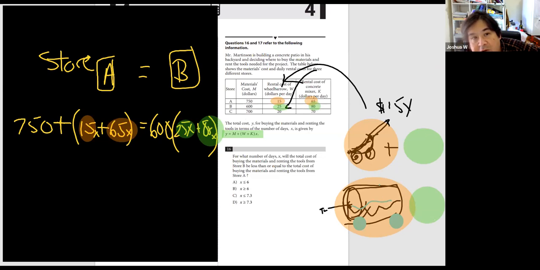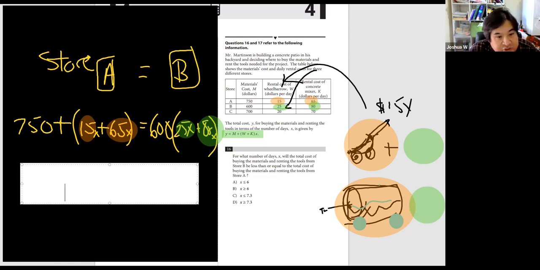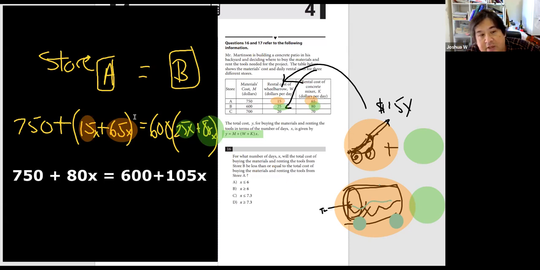So now, I'll type it all up. 750 plus 80 per day for both of those tools. 600 plus 105 each day. So just so your workers can work, if you're the foreman or forewoman, if you went to store A, you'd pay them, that would be the materials cost. And is it per day or per week? Per day, yeah.